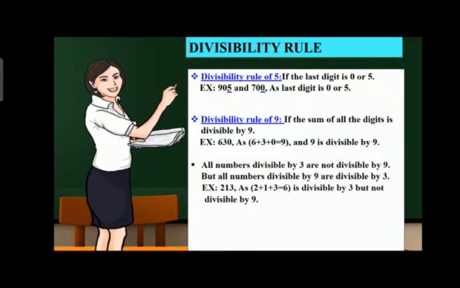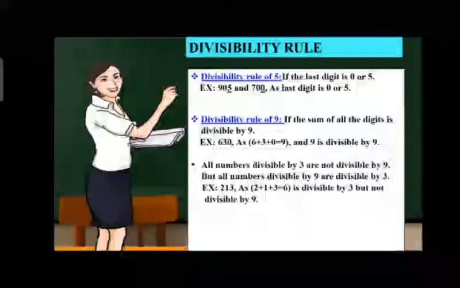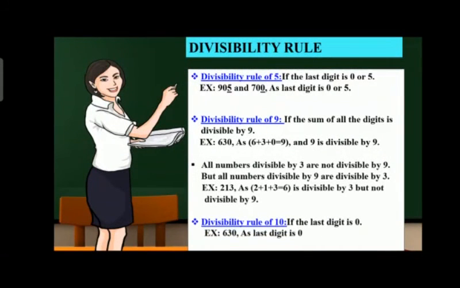Now let us look at the divisibility rule of 10. Children, the divisibility rule of 10 says that a number is divisible by 10 if the last digit of the number is 0. For example, 630. So children, you can see here the last digit in 630 is 0. So the number 630 is exactly divisible by 10.